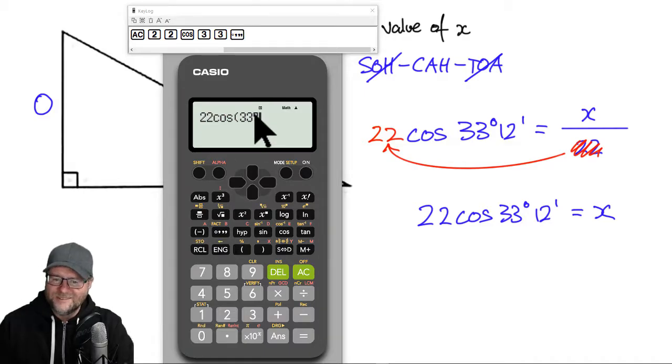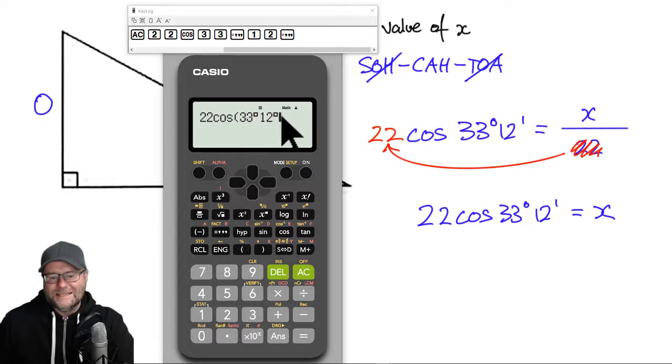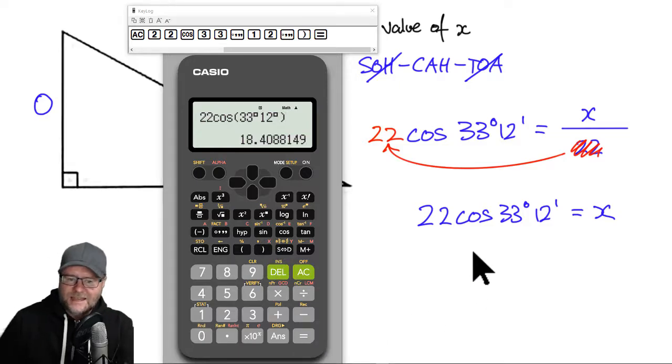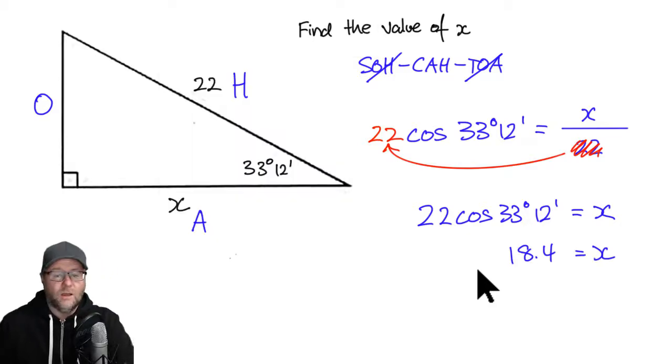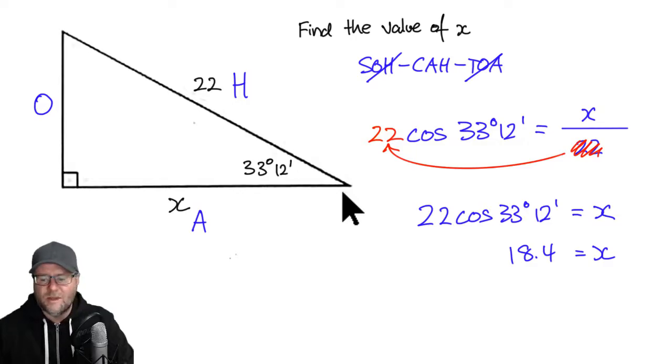It gives me the little bubble, which is 33 degrees. Now I can put the 12 and I hit the bubble button again. Now, it doesn't put the little apostrophe. It just puts another circle. But that is 33 degrees, 12 minutes. Don't forget to close the brackets. What we're going to do, I hit equals, and I get 18.4. I've worked out the value of this side. So have you. You guys are amazing.